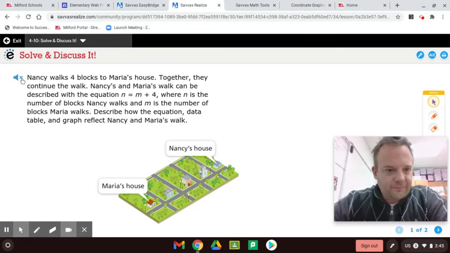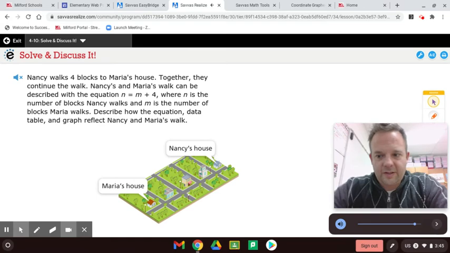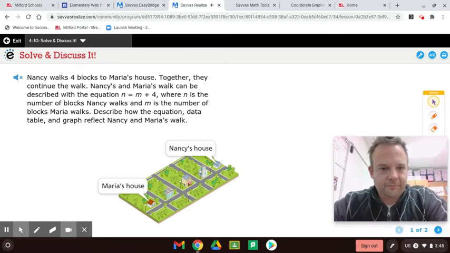Here we go. Nancy walks 4 blocks to Maria's house. Together they continue to walk. Nancy's and Maria's walk can be described by the equation n equals m plus 4, where n is the number of blocks Nancy walks and m is the number of blocks Maria walks. Describe how the equation, data table, and graph reflect Nancy and Maria's walk. All right, so Maria's blocks plus 4 more will equal Nancy. So Nancy walks the furthest.